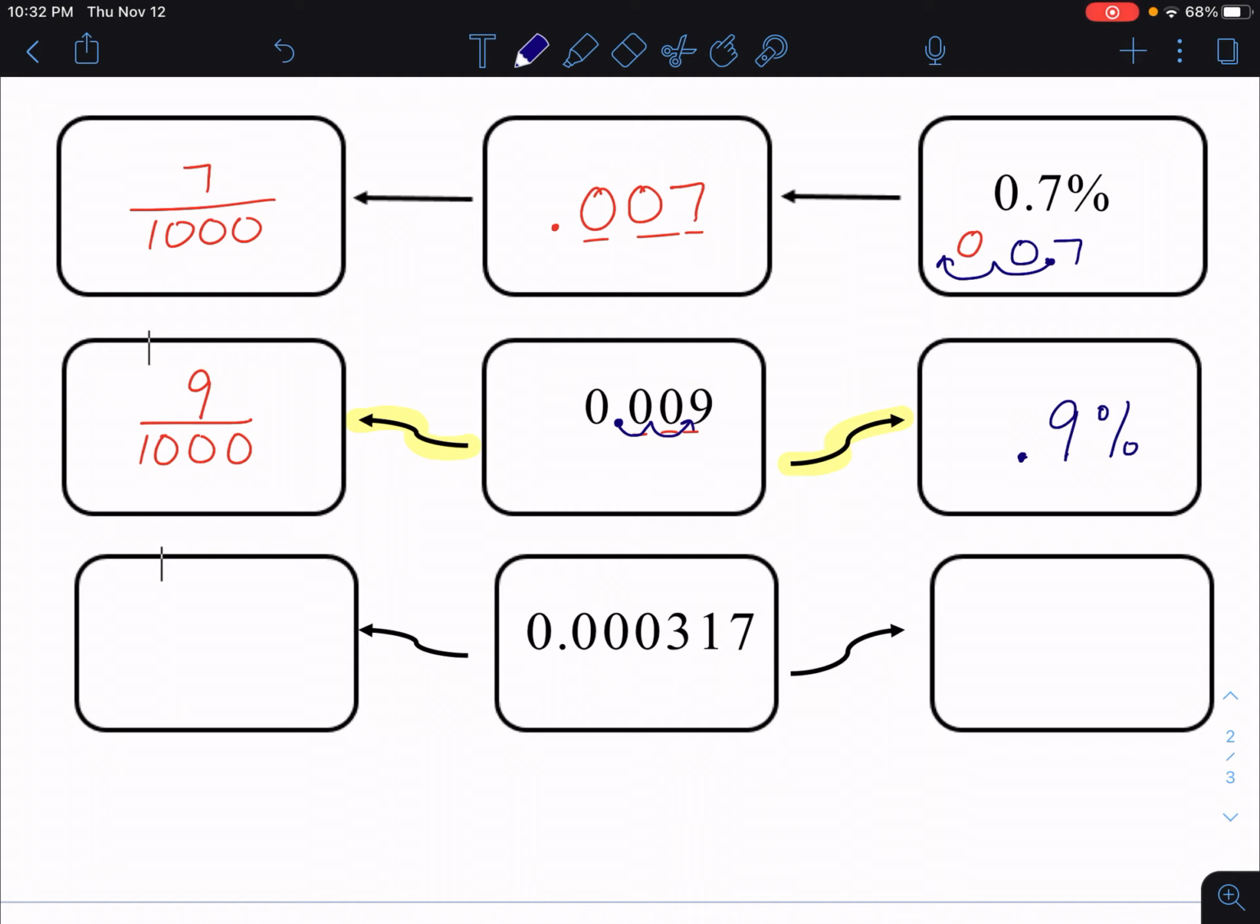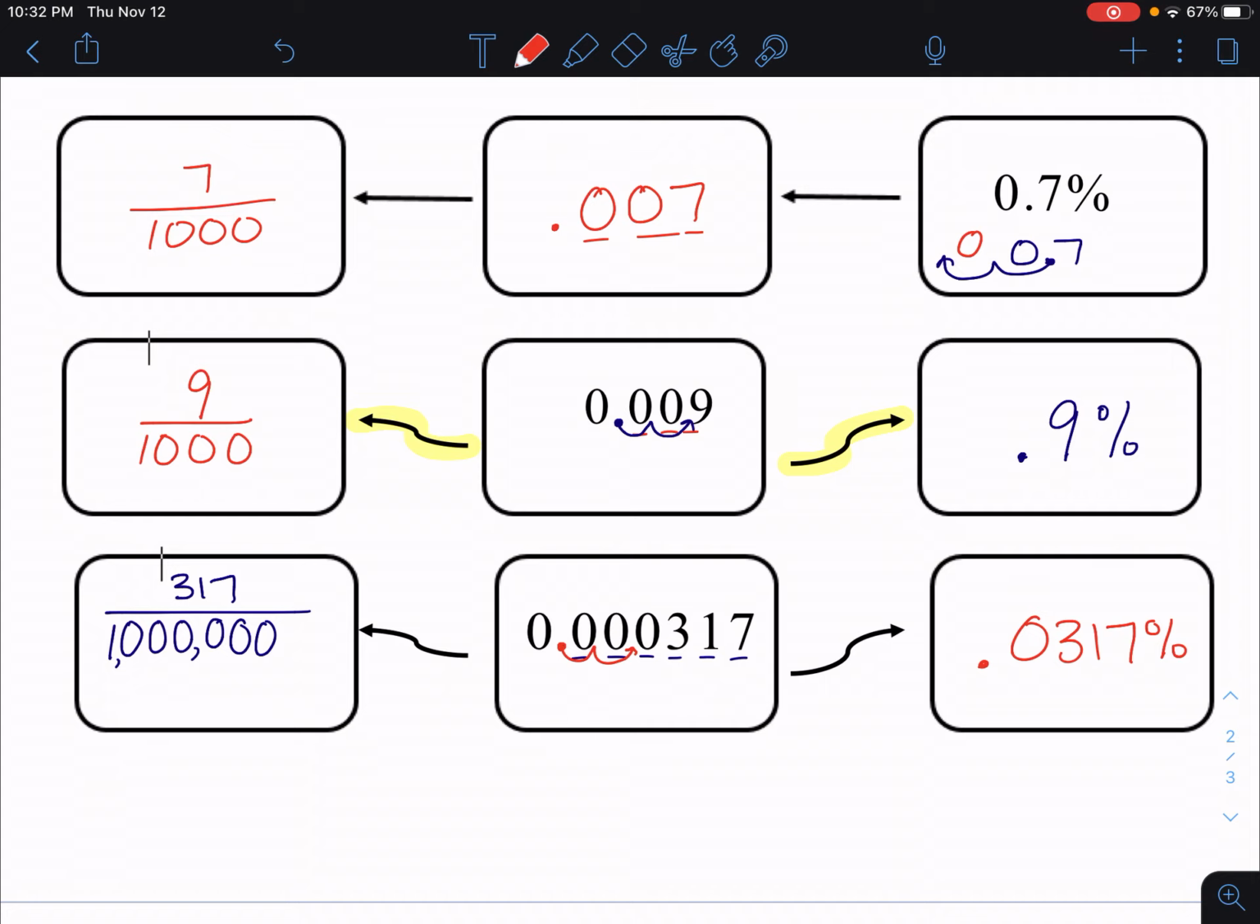For the last one down here, nice long decimal here. So I'm going to count my place values. 1, 2, 3, 4, 5, 6. So 6 zeros on the bottom. So 1, 2, 3, 1, 2, 3. So 1 millionth. So it's going to be 317 over 1 million. And then I'm going to move my decimal to the right 2 places. So here's my decimal, 1, 2. So it's going to be 0.0317%.